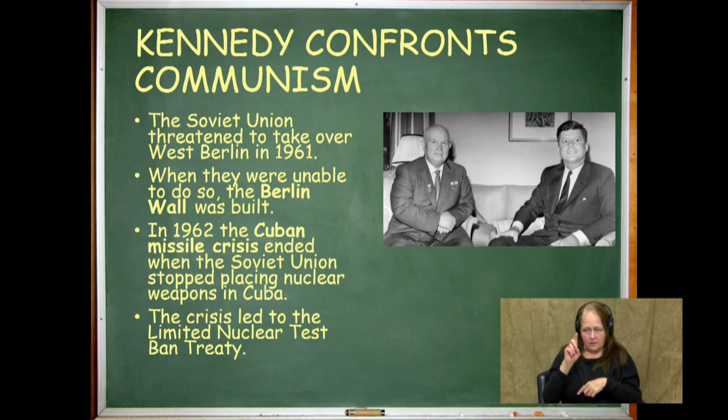Kennedy did not want to fight the Soviet Union. Now, these 2 leaders in this picture are Nikita Khrushchev and President Kennedy. American spy planes discovered that the Soviets were installing nuclear missiles in Cuba, and the U.S. Navy formed a blockade around Cuba to prevent Soviet ships from bringing more weapons. The Soviet ships turned back, and Nikita Khrushchev agreed to remove the nuclear missiles from Cuba. In return, Kennedy promised not to invade Cuba.